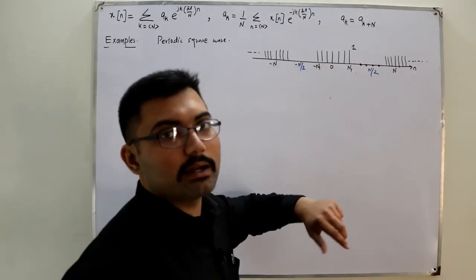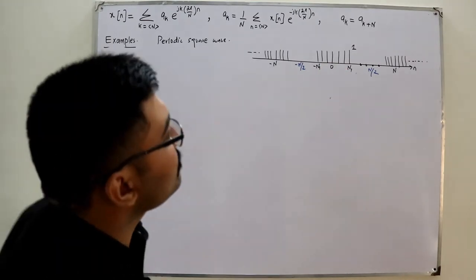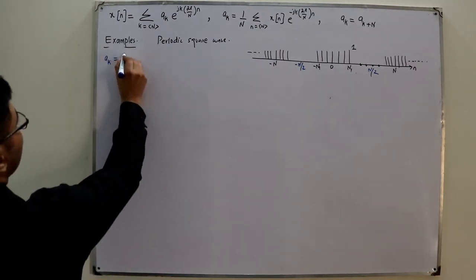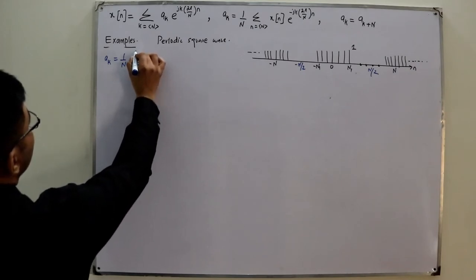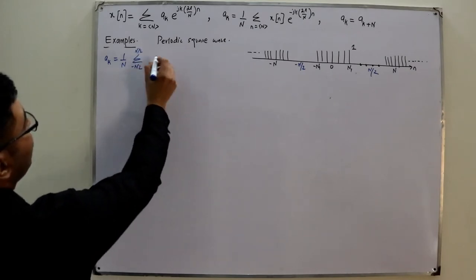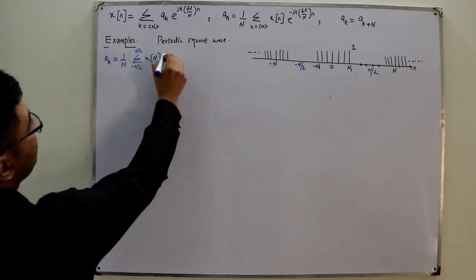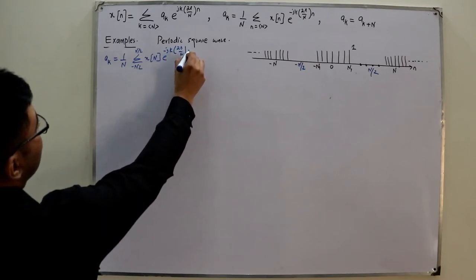In this symmetrical form, the book says to prefer the limits negative N by 2 to positive N by 2. So I have my a_k equal to 1 upon N, the summation from negative N by 2 to positive N by 2, of x of n, times exponential of negative jk 2 pi by N into small n.